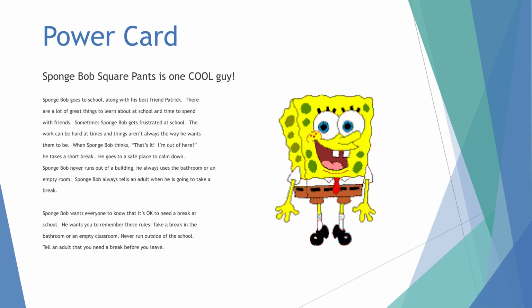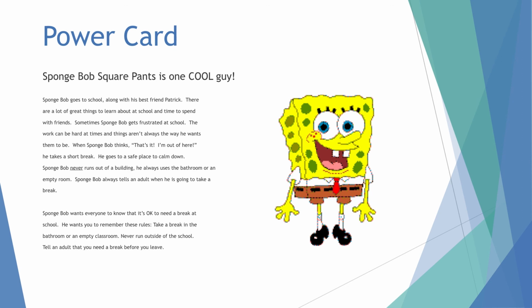So here's SpongeBob, and he's one cool guy. I'm going to read this one as well. A lot of times you don't have quite this much text on there. I'll give you some examples. But SpongeBob goes to school along with his best friend, Patrick. There's a lot of great things to learn at school and time to spend with friends. Sometimes SpongeBob gets frustrated at school. The work can be hard at times, and things aren't always the way he wants them to be.